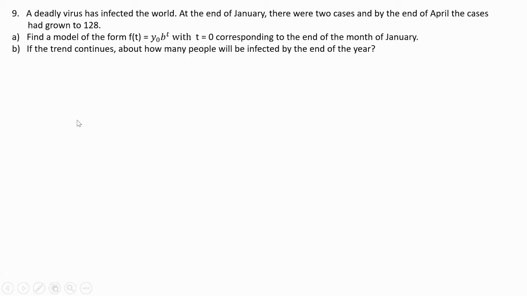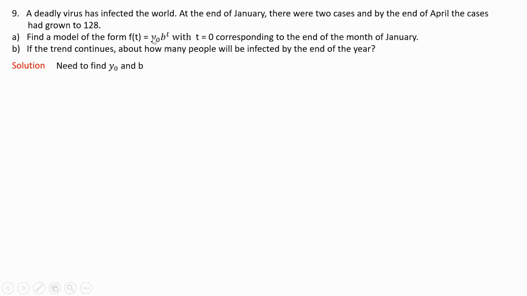Okay. So for part A, it says find the model of the form f of t equals y naught b to the t, or y sub 0, with t equals 0 corresponds to the end of the month of January. Okay, this is crucial here, right? T equals 0 corresponds to the end of the month of January. If the trend continues, about how many people will be infected by the end of the year? Let's find out. So solution.